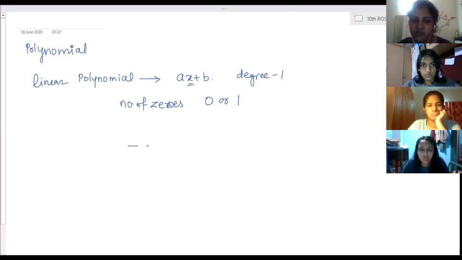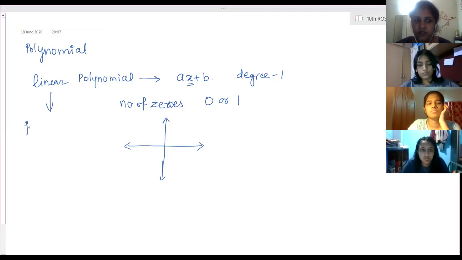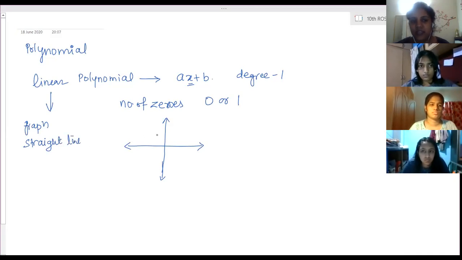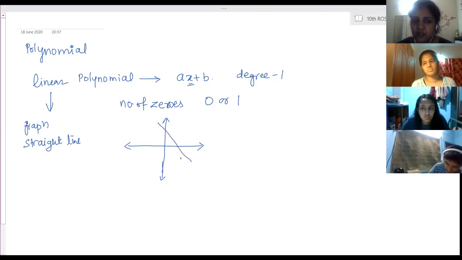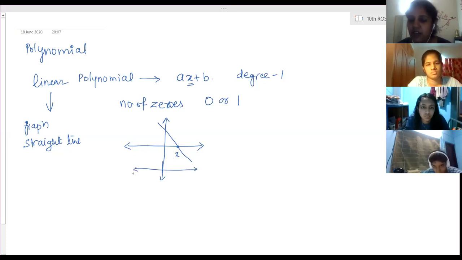Not only 1. Suppose it is a graph. We know a linear polynomial has a graph, a straight line. Suppose it is passing like this, then it is intersecting the x-axis, so the point of coordinates is (a, 0). But what about this graph? This is also a straight line, and also a graph of a linear equation.